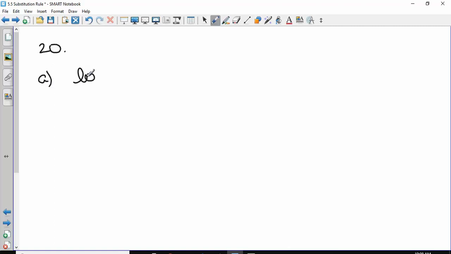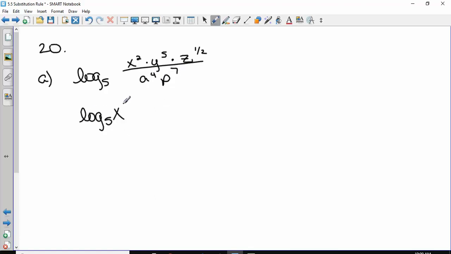All right, expanding and condensing. So what you have to remember is, if it's on top, you're adding. Square root of z. A square root is what power? Okay, so we have log base 5 of x squared, so the 2 goes in front.